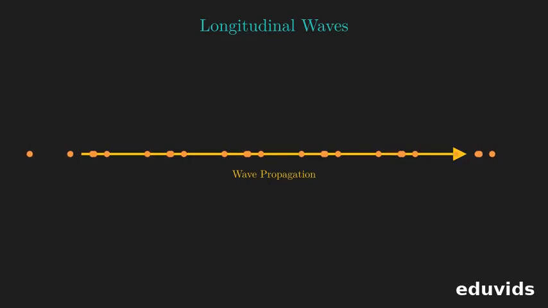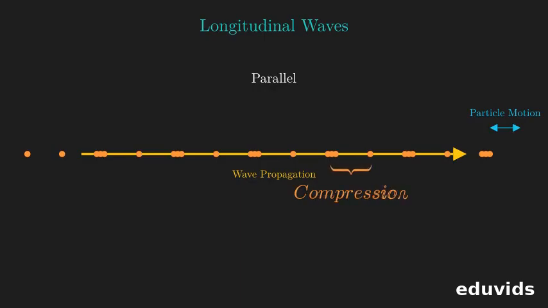Now, let's look at longitudinal waves where particles move back and forth along the propagation path. This means the particle motion is parallel to the direction the wave energy is traveling. Areas where particles are squeezed together tightly are called compressions. The stretched out areas where particles are sparse are known as rarefactions.